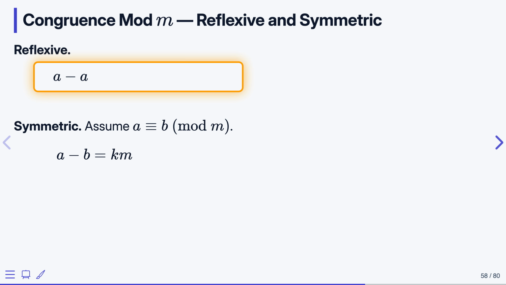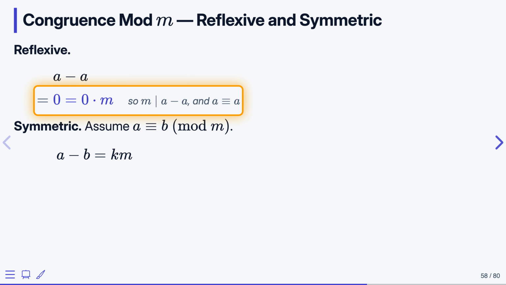First, reflexive. Take any integer a and work out a minus a. That is 0. And 0 is 0 times m, so m divides a minus a. That means a is congruent to a. Mod m, every integer is congruent to itself.